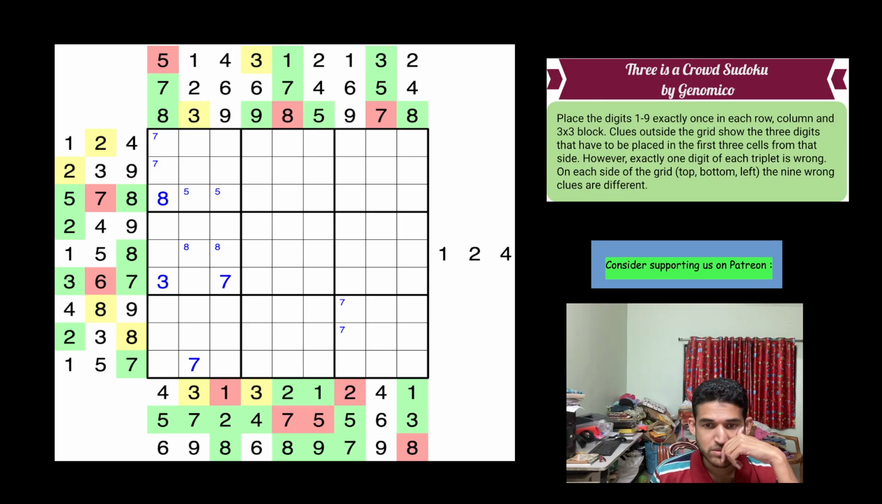Okay. Let me think. Okay. There is a 2 here and a 2 here, both being right. So that's a 2. And 8 must be in one of these 2 cells. Two goes in one of these 2 cells.